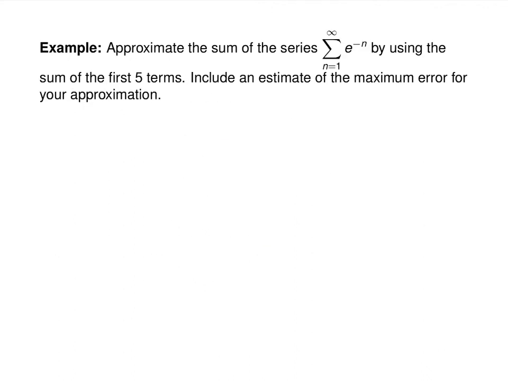So let's try another one. That last one took a lot of terms to get accuracy. It turns out that this one's going to be way more accurate. So approximate this series using the sum of the first 5 terms. So S5 will be e to the negative first plus e to the negative second plus e to the negative third plus e to the negative fourth plus e to the negative fifth. Don't find a common denominator, just get me a decimal approximation. That's about 0.578 approximately.